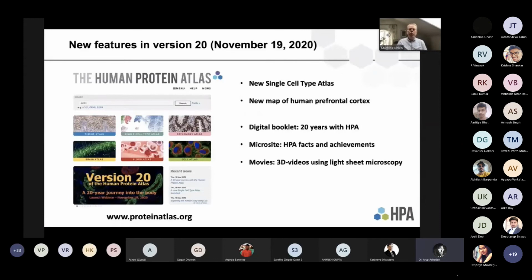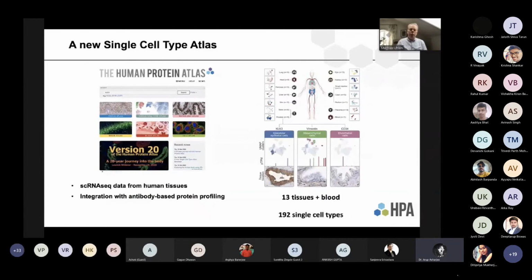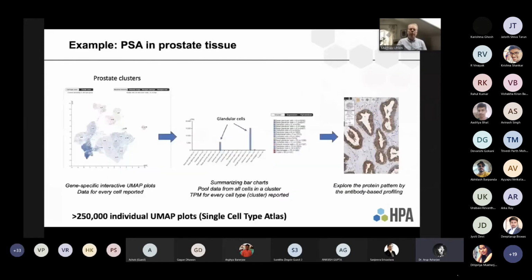So a few months ago in November 19, we released version 20 of the Protein Atlas. We had two major new parts of it, a single cell type atlas and a prefrontal cortex atlas. And I want to quickly go through that. So we have used the RNA analysis and the new single cell analysis from human tissues to try to integrate that with antibody-based profiling. And we have been looking at 192 single cell types and actually analyzing what proteins and RNA are in these cell types. And just to show you one example, this is the PSA.